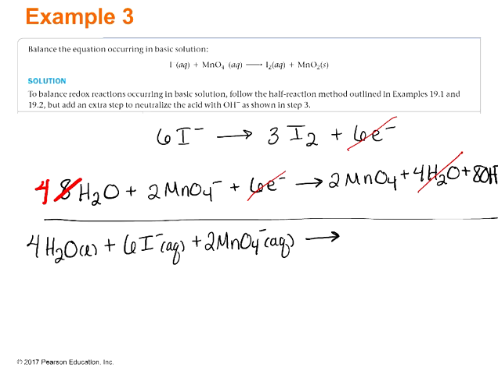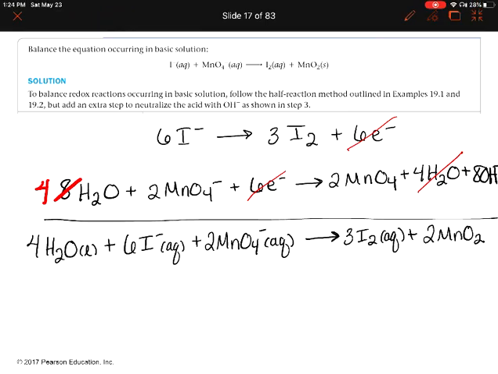And then on the right-hand side, we have 3 iodine molecules, which are aqueous, plus 2 manganese 4 oxide. I did that again in the upper equation. That should be a 2. All right, so that would be aqueous as well. Or no, that would be a solid, excuse me. And then we finally have 8 hydroxide ions, which are aqueous.